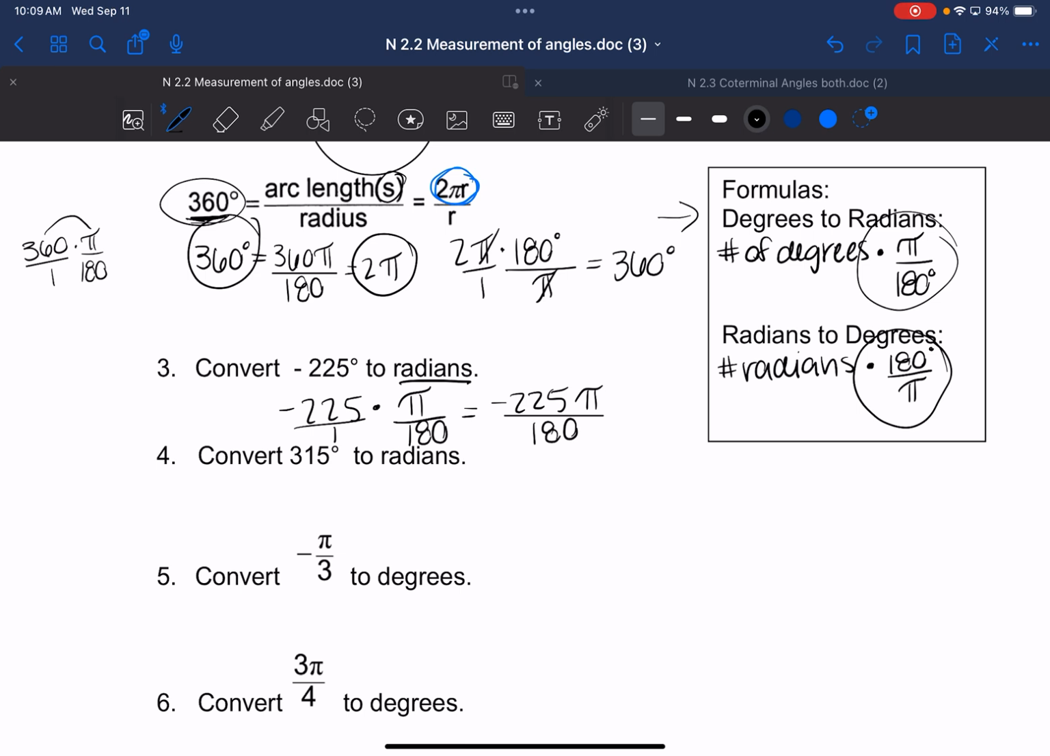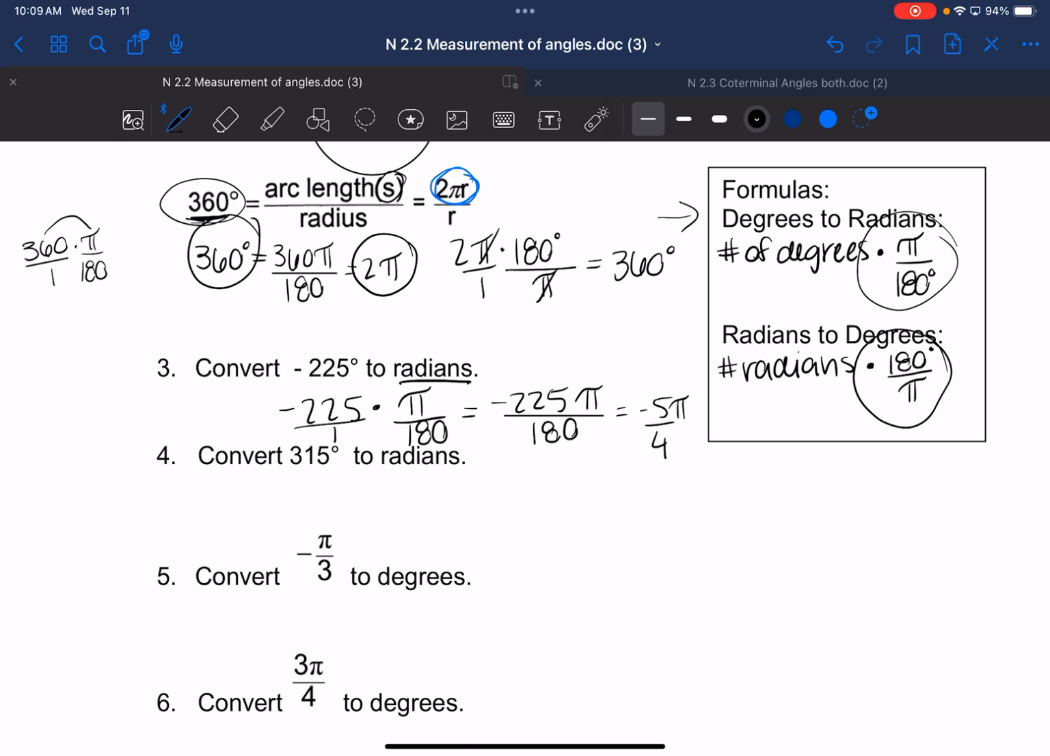Yes. Do we have to change the mode to radians? No, because we aren't actually putting in a degree right now. We're just dividing or simplifying numbers. So what do we get? Negative 5/4. Good. So negative 5 pi fourths. Don't forget about that pi in the numerator, okay?